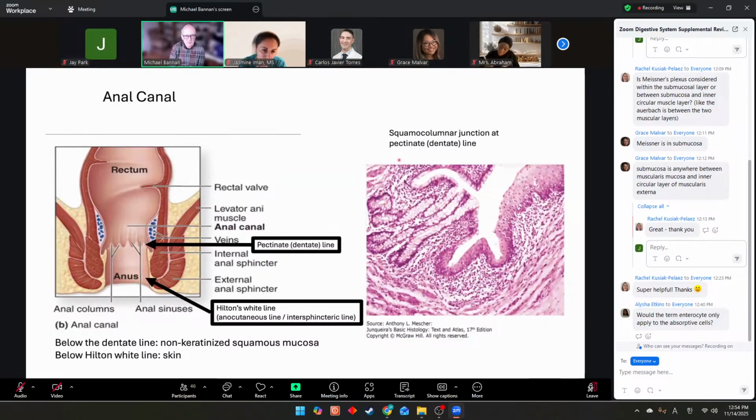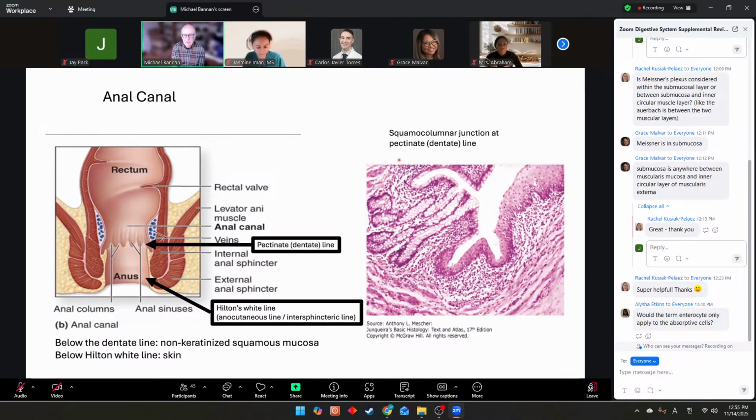Anal canal, the last segment. The anatomy of the anal canal is surprisingly complicated, so I want you to just get a couple of concepts here. One is that, like the GE junction, the gastroesophageal junction, the transition between the rectum and the anal canal is another area of transition in terms of the epithelium.